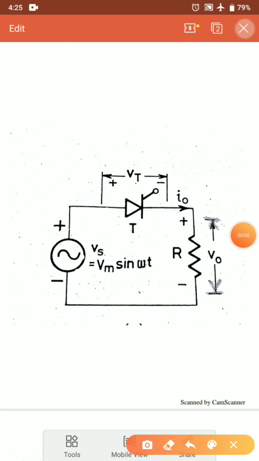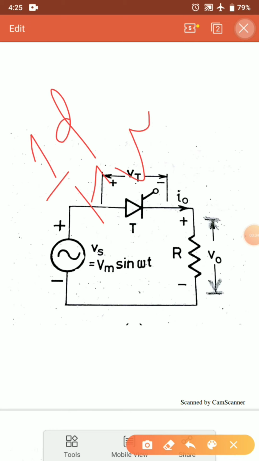Then we'll discuss how it will perform when RL load is connected. Going further, we'll discuss when RL load is connected and a freewheeling diode is also connected. And at the end, we'll discuss a half wave converter when an RLE load is connected to it. Let us start the discussion with a single phase half wave converter with R load connected.